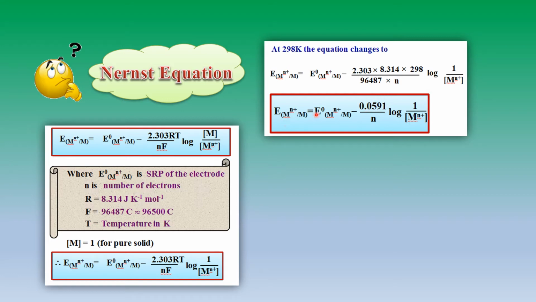Finally, E, that is the electrode potential or reduction potential, is equal to E naught minus 0.0591 divided by n log of 1 by Mn+. So this is the Nernst equation at 298 Kelvin. Any form can be used for the calculation purpose. Let's consider one problem on reduction potential.